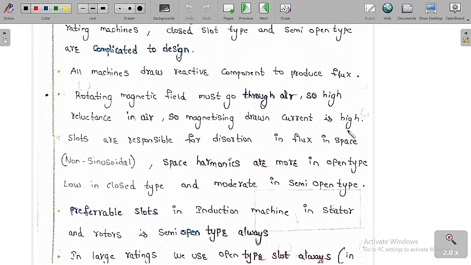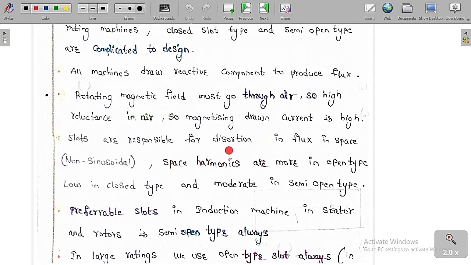See, air basically has low permeability. So therefore the reluctance is very high. As the reluctance of air is very high, you need more magnetizing current to produce the rated flux. So the rotating magnetic field must go through air, so high reluctance in air. Therefore, the magnetizing current drawn is very high to produce the rated flux.